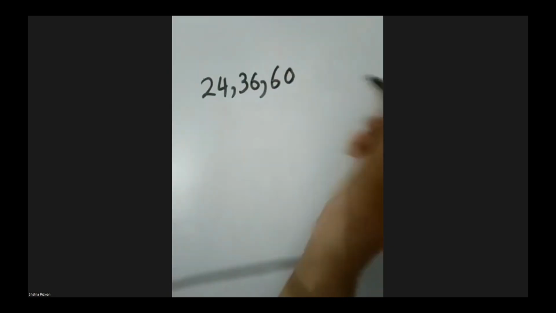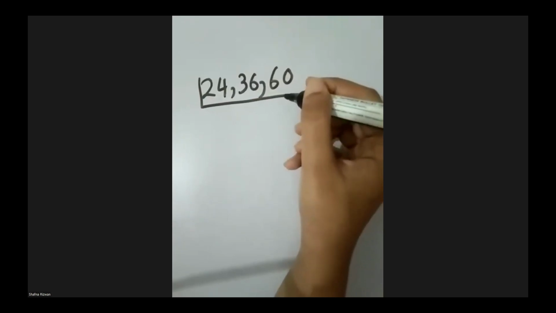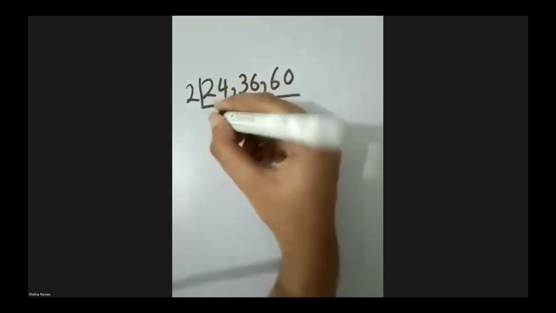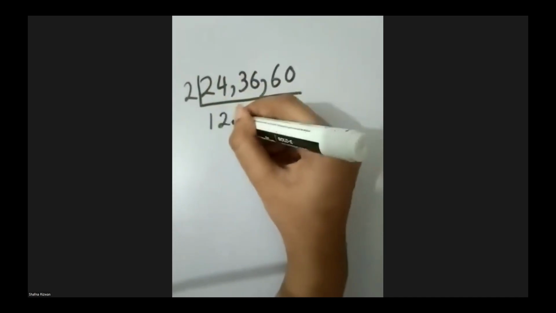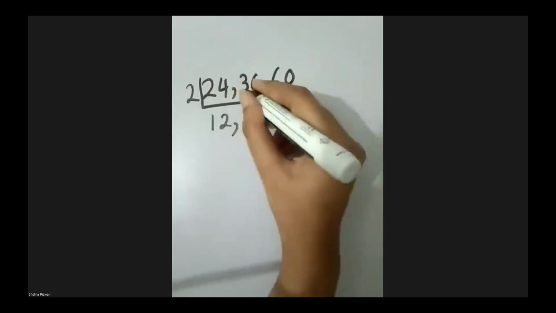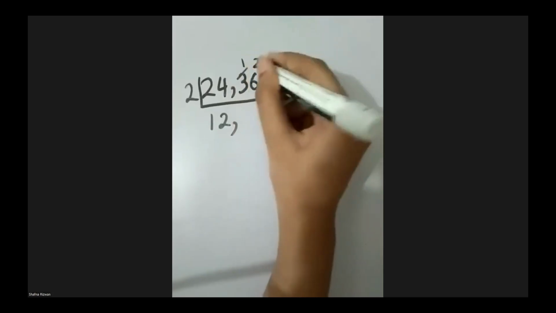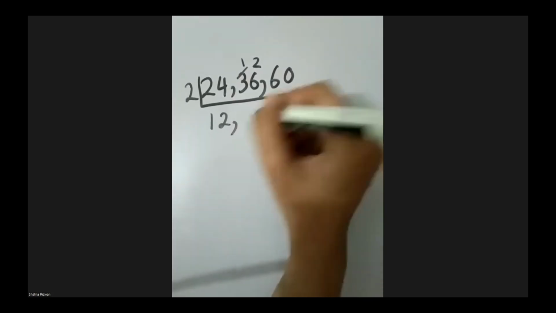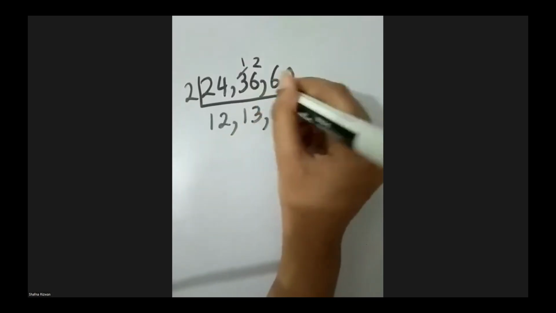How can you find LCM? Now say what's the common number by which you can divide all three numbers. That is 2. In 24, how many 2 do you have? 12. In 36, how many 2 do you have? 18. In 60, how many 2 do you have? 30.